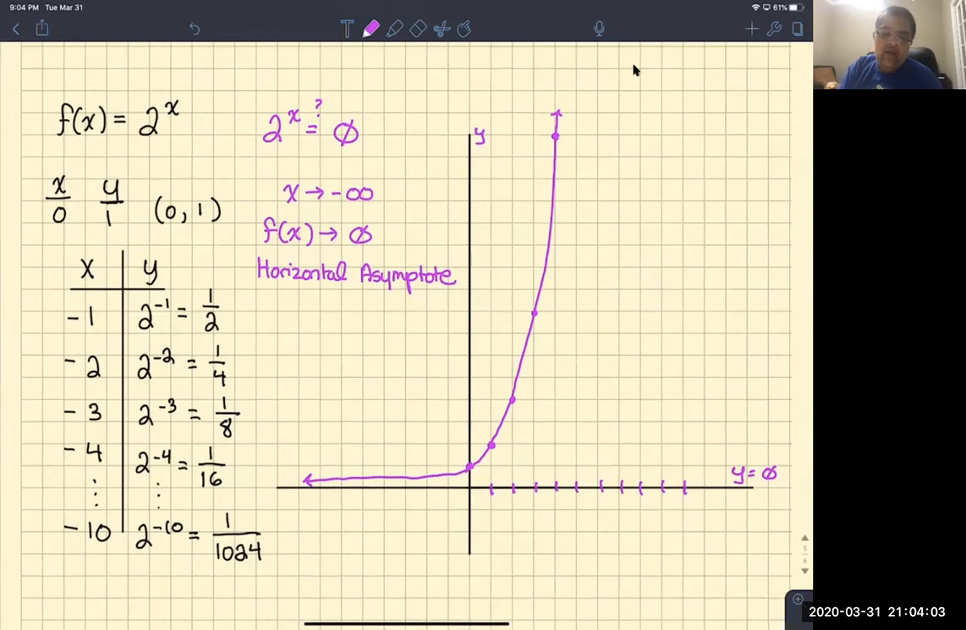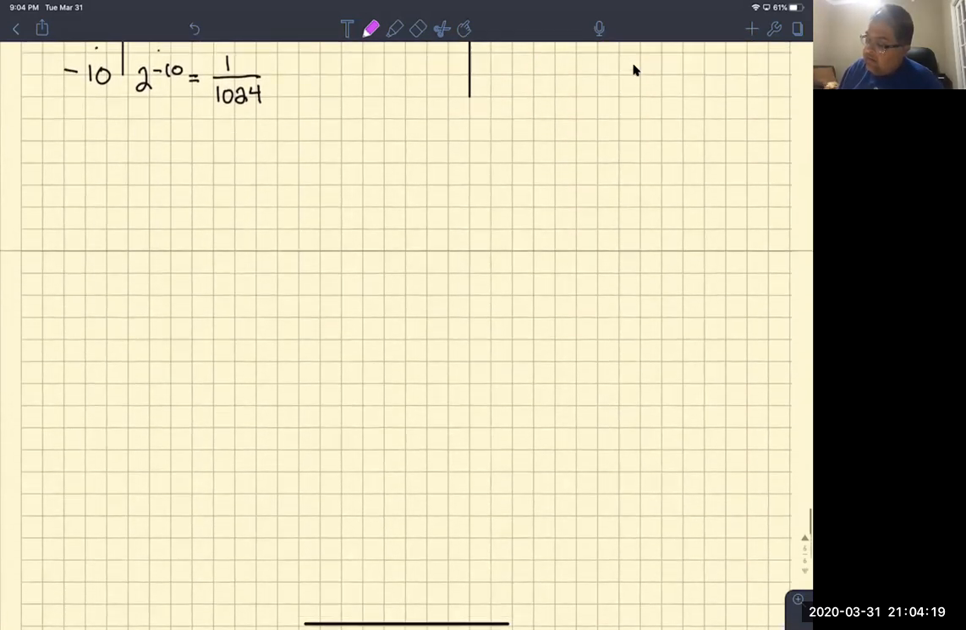So this graph right here is the graph of most basic exponential functions. This shape resembles all basic exponential functions. Now we talked about transformations a chapter or so ago: adding a number on the inside, and adding a number on the outside, and what happens to the graph.